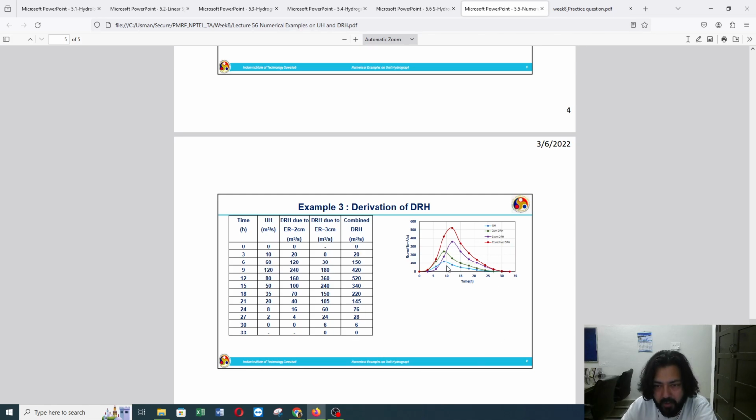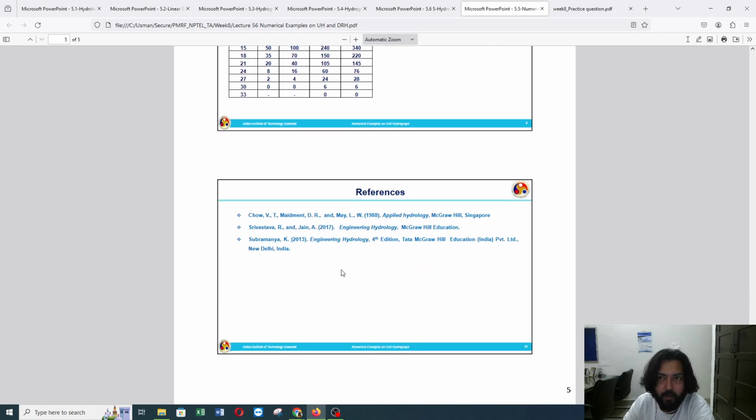So here we have plotted the first unit hydrograph. For that same thing we have plotted the 2 centimeter DRH. Then this purple line shows the 3 centimeter DRH, which has a time lag of 3 hours, so it has been shifted by 3 hours. And the red curve indicates the combined DRH. So this is also a very simple problem.